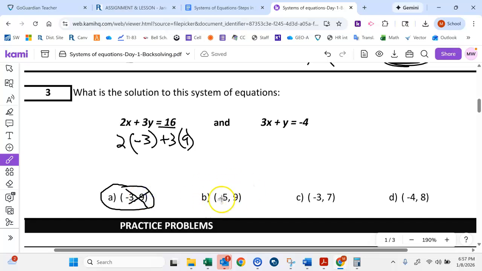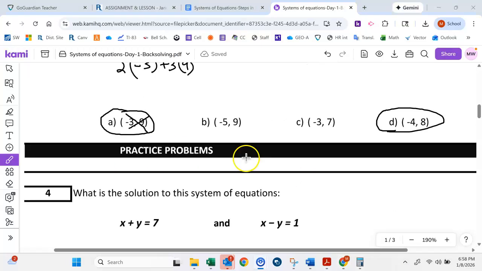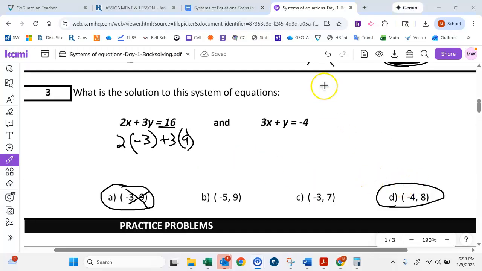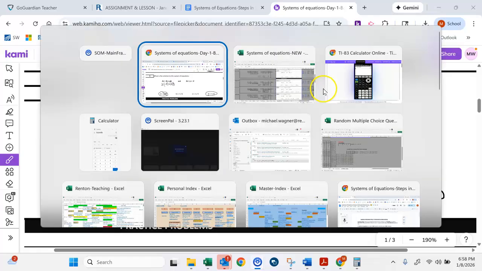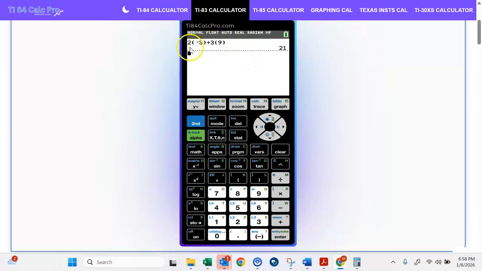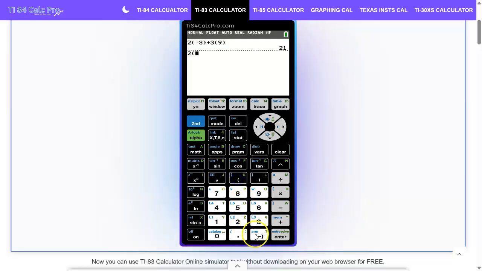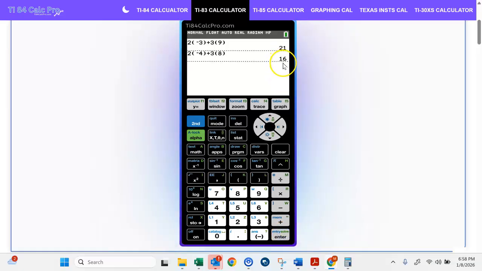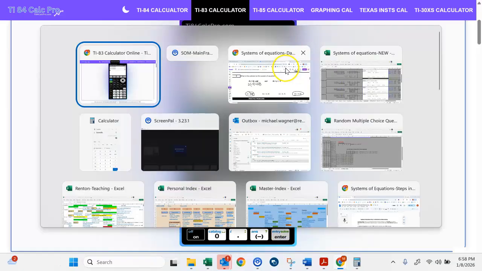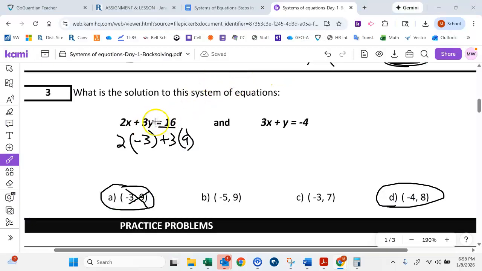Okay, so that's how you do it. Now, the correct answer is going to be D, negative 4 and 8. If you want me to go through the calculator one more time, I will. So now I know what to type in. It's going to be 2 parenthesis negative 4 parenthesis plus 3 times parenthesis 8 parenthesis, enter, 16. And is that what it should equal? Let's see. So that equals 16, but it also has to equal this one right here.